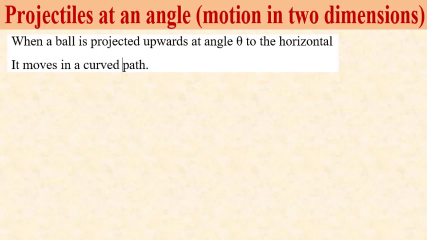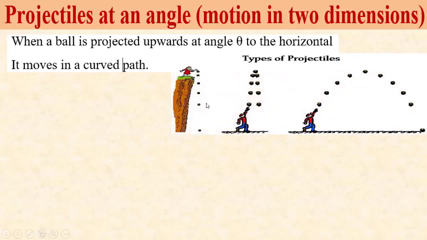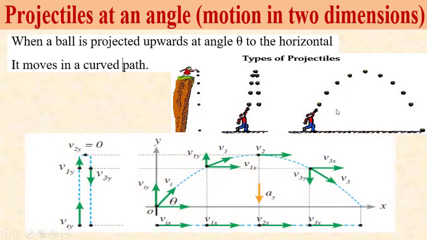When a ball is projected upward with angle theta to the horizontal, it will move in a curved path. Look at this picture. In the first case, the object moved downward by the effect of gravity. This is free fall acceleration. Second is a vertical projectile, whereas the third picture explains how projectiles in 2 dimensions occur. We can simplify it by this diagram.